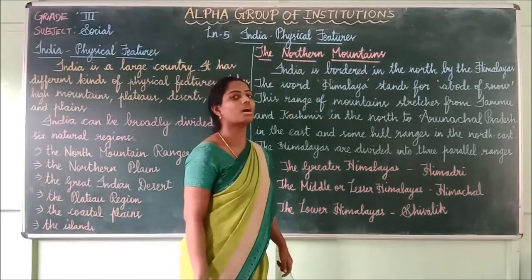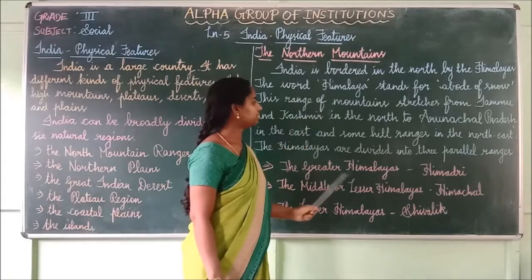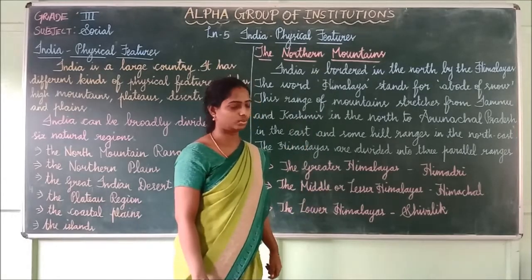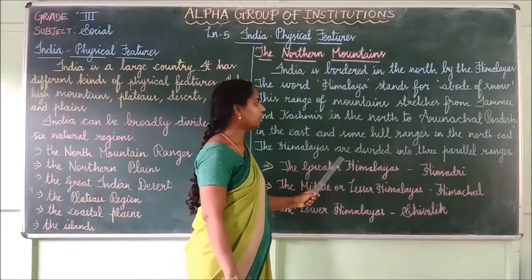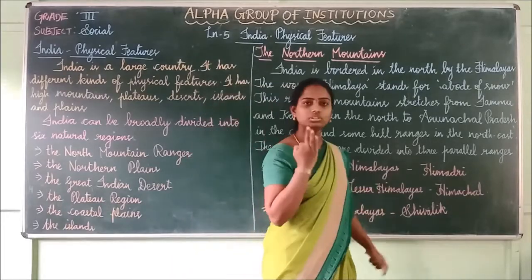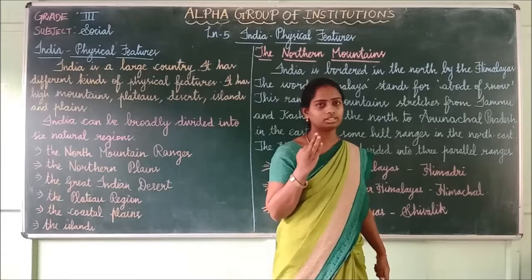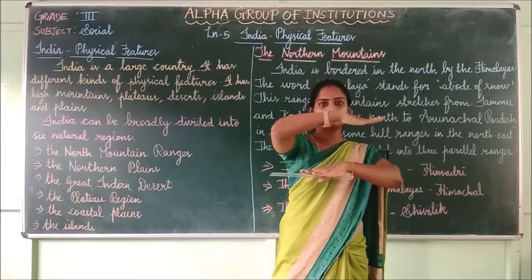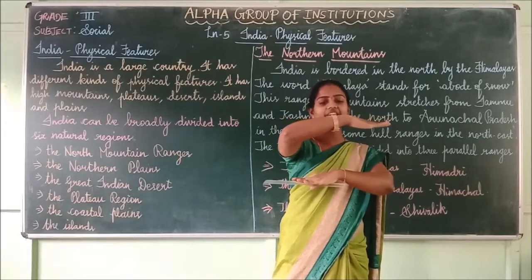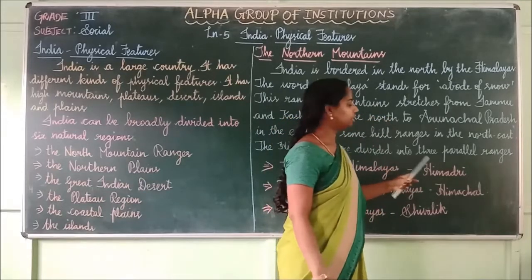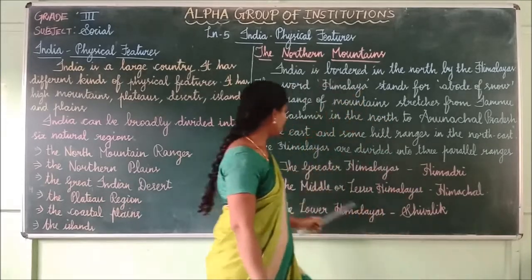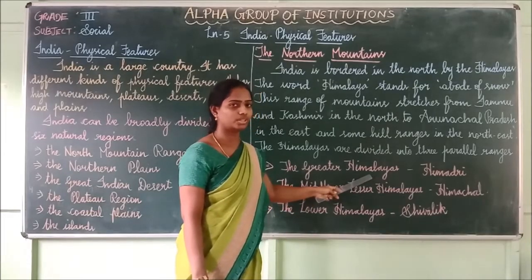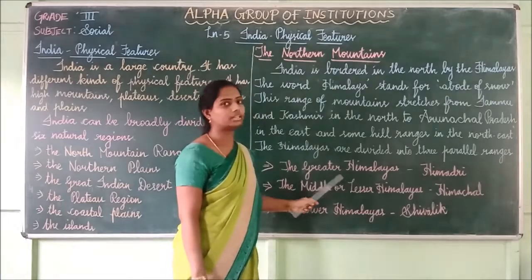So we are going to discuss the northern mountain range, which is broadly divided into three parallel ranges. Okay, the Himalayas are divided into three. How many, children? Three parallel ranges. Parallel means equal. What are they? The first one is the Greater Himalayas.